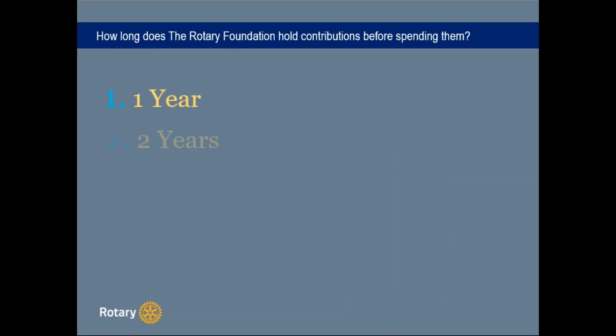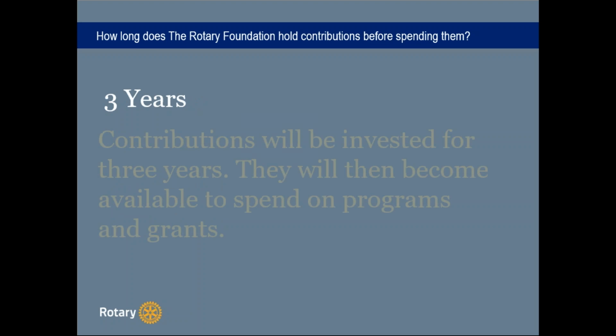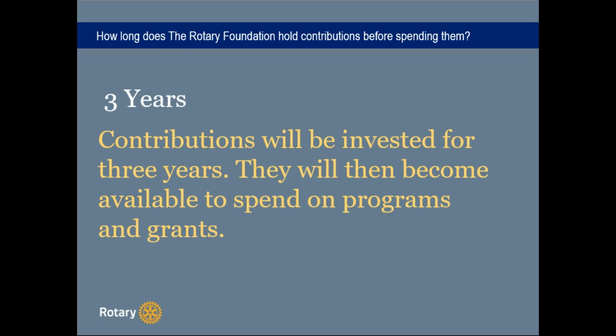Now, how long does the Rotary Foundation hold contributions before spending them? 1, 2, 3, or 4 years? 3 years. Pardon me? 2 years. 4 years. The answer is 3 years. Contributions will be invested for 3 years. They will then become available to spend on programs and grants. That also means that the district and the clubs will know in advance how much money would be available for programs and grants coming back to the district.